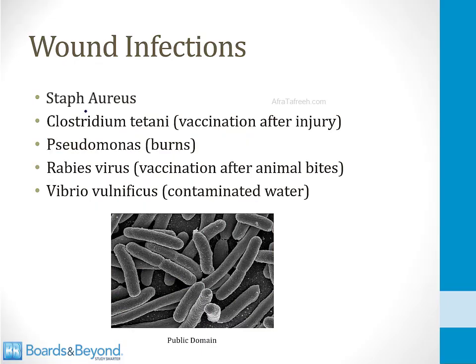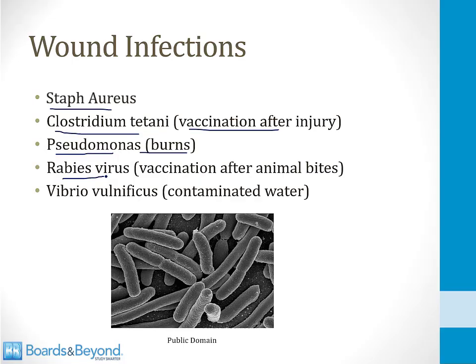And I won't go into all the bacteria that can cause wound infections. I talk about these things in videos in the infectious disease section. But by way of brief review, Staph aureus is a normal colonizer of our skin, so it commonly causes wound infections. Clostridium tetani can get into wounds and can lead to tetanus. This is why people are vaccinated after injuries in many cases. Pseudomonas is a classic bacteria to cause infection in patients who have burn wounds.